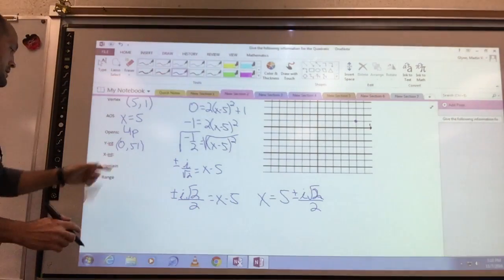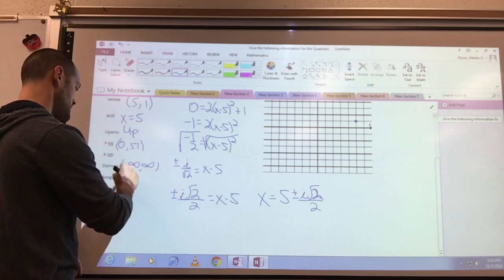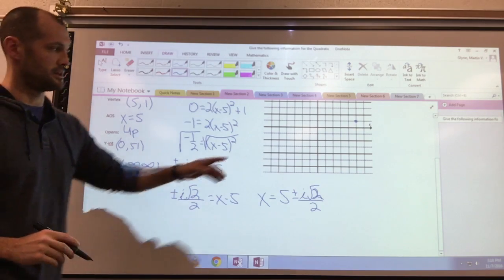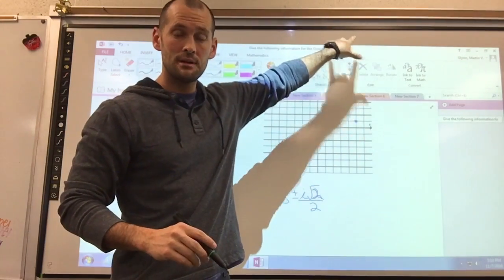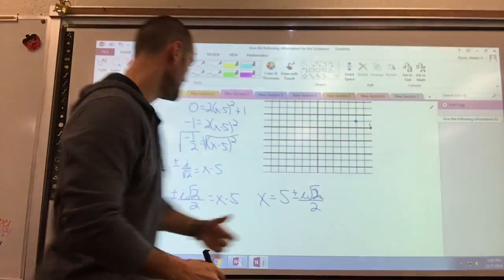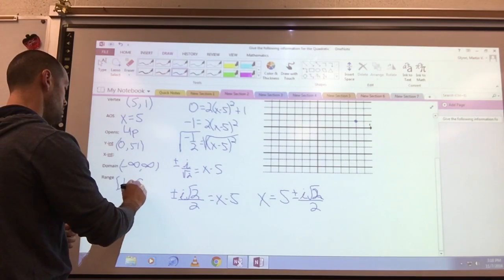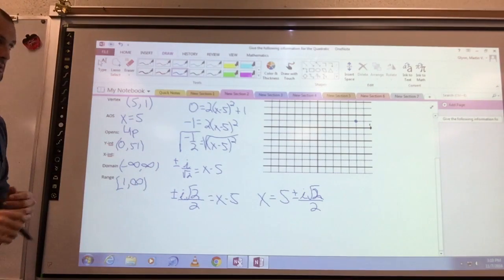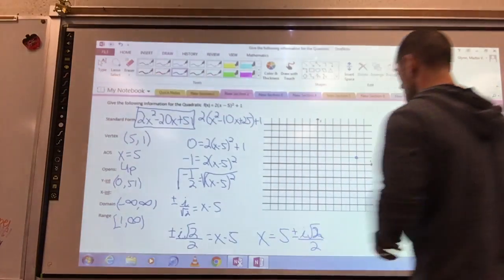Now, domain, you know it, negative infinity, infinity. Range, we already talked about this a little bit. 5, 1 is where I'm starting and it's opening up. So that will be a minimum, meaning the lowest I will get is 1, and it will go off to infinity and beyond. Okay? Graphing, I'm going to use that same concept.